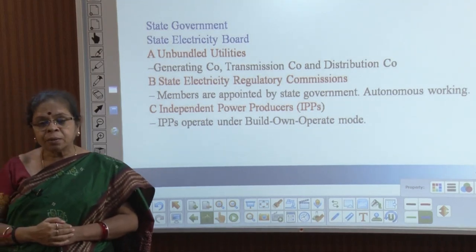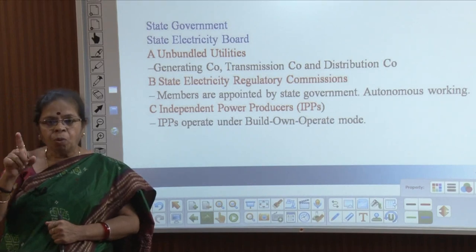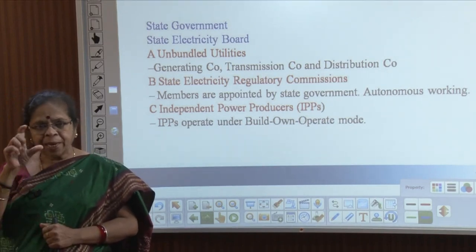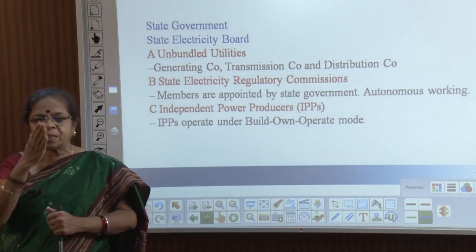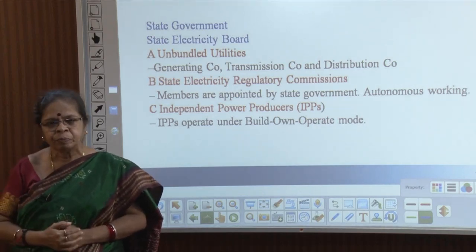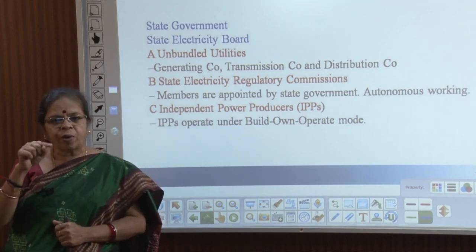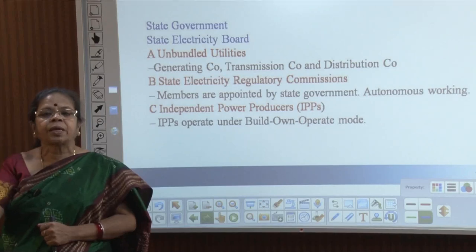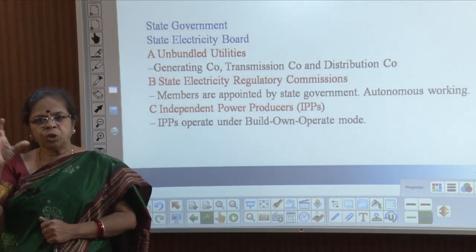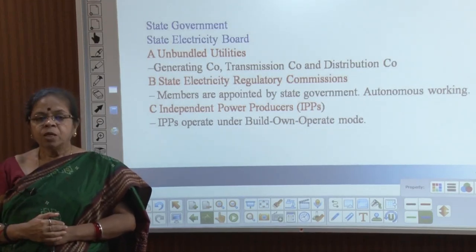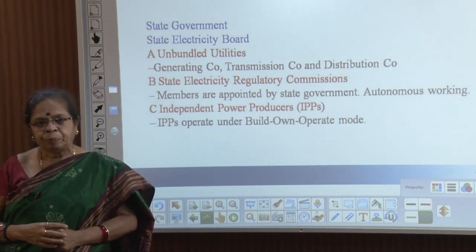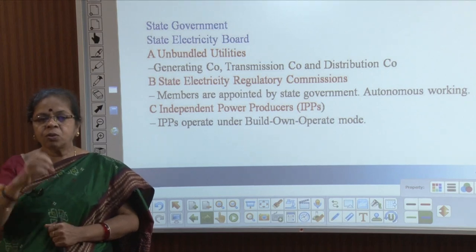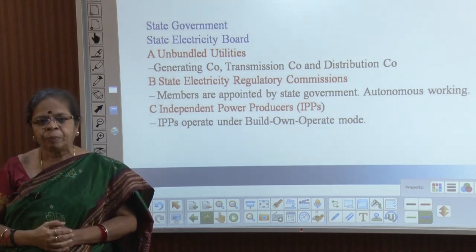Earlier, the electricity board had control over all of these. Even now the regulatory framework is controlled, but they are separate accounting entities. So the onus of responsibility has been clearly defined for each of these sectors: generation, transmission, and distribution. This is called unbundling. The other is called a vertical structure.